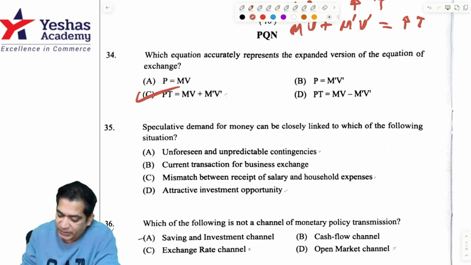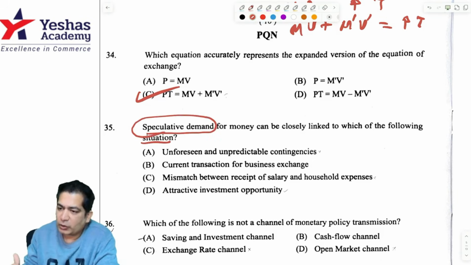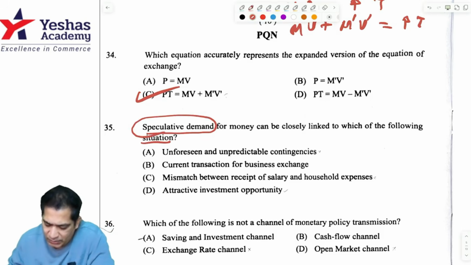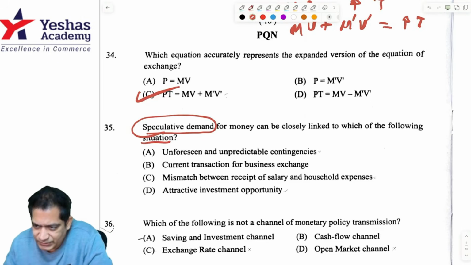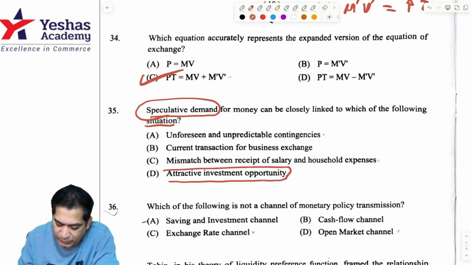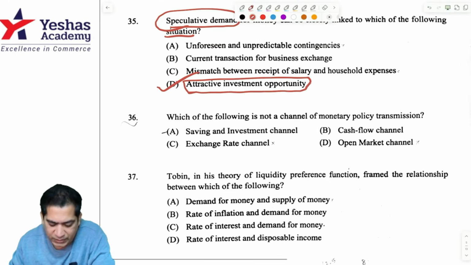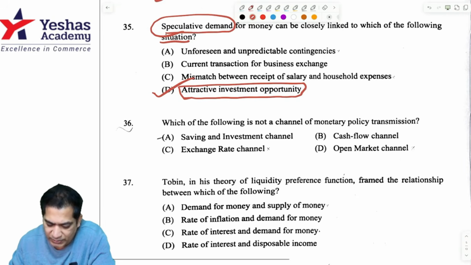Speculative demand for money is closely linked to which of the following situations? Speculative demand, whether you talk about the cash balance approach given by Keynes or the liquidity preference theory, there is always an investment opportunity behind it. D will be the answer. Inverse to the relation of the nominal interest rate.